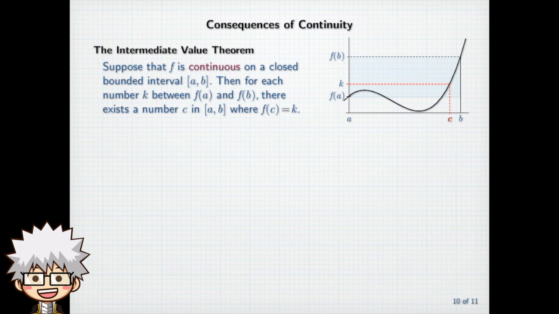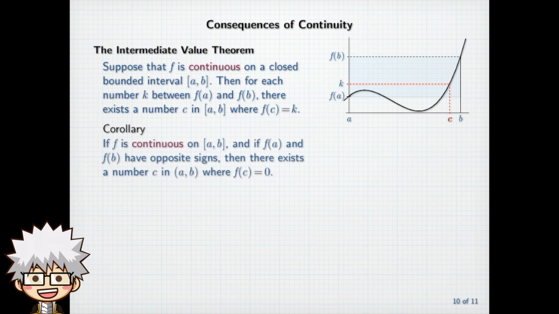A corollary to this is useful for finding zeros of functions. If f is continuous on the closed interval ab, and if f of a and f of b have opposite signs, then there exists a number c in the open interval ab where f of c is equal to 0. This is actually just a special case of the intermediate value theorem where k is equal to 0. Notice that there's no guarantee that there's only one such c. In fact, there could be any number of solutions of f of x equals 0 in an interval where the endpoint values have opposite signs.